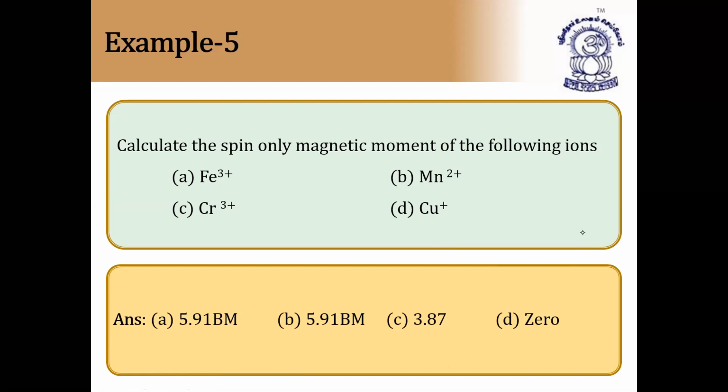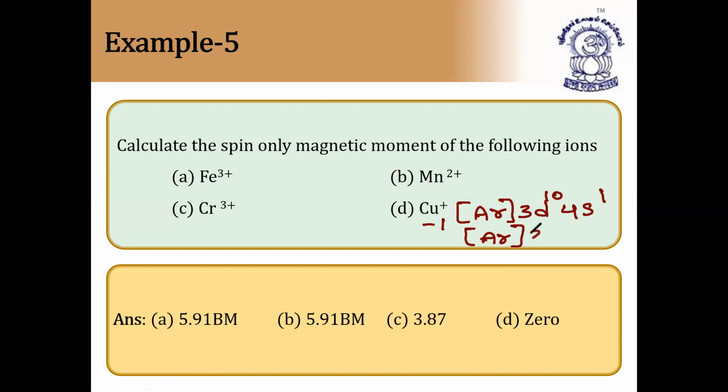And for Cu plus, what is the configuration of Cu plus? It means from copper 1 electron is removed. Actually, you know the copper configuration: argon 3d10 4s1, and in that one electron is removed, so then it becomes argon 3d10 only. So all are paired electrons, because the d orbitals are completely filled up. So n is equal to 0. So the answer is 0. I hope this is clear for you.